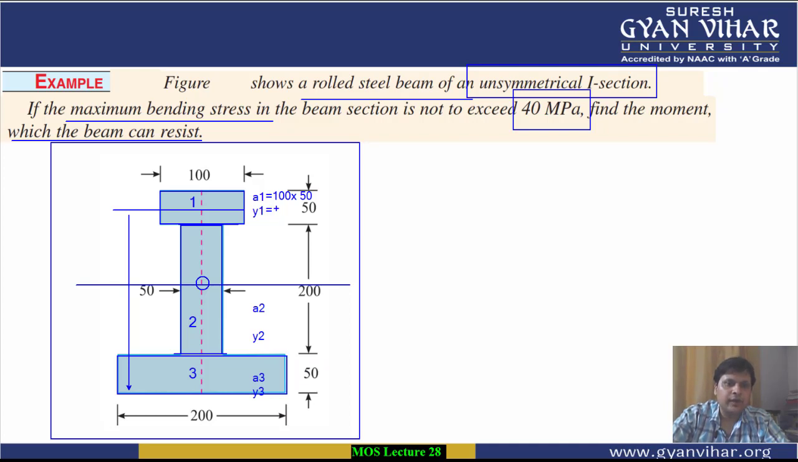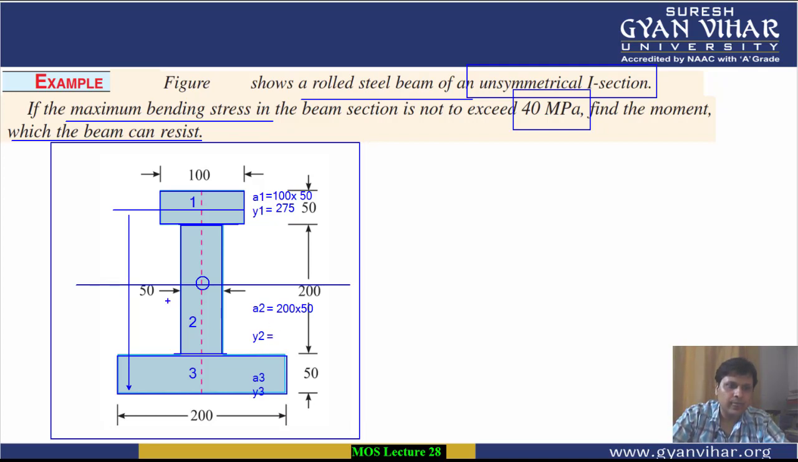So 275 is your Y1. Y1 is basically your 275. Then, after moving downwards into A2, A2 will be how much? A2 area: its depth is 200 multiplied by 50. This will be the area. Then after that, Y2 will be the distance.